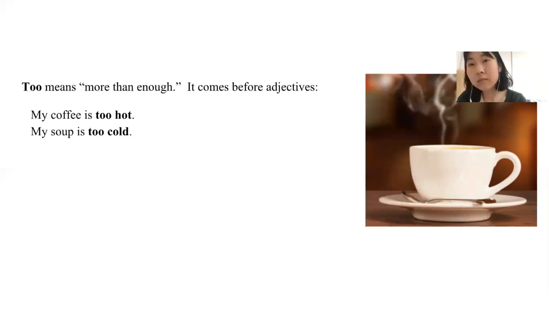If you say my coffee is hot too or my soup is cold too, it doesn't mean the same thing. You're actually saying it's also hot or also cold. So make sure that too comes before the adjective, but if you use enough, it comes after. Does that make sense? Yeah.